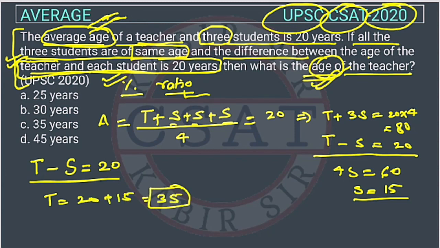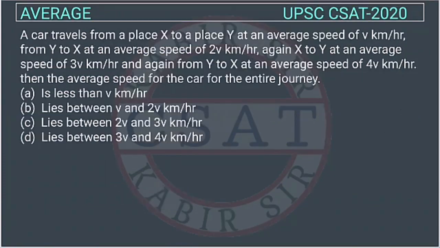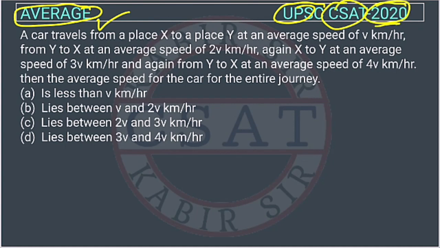So this is a very easy question, right? You don't need to go through all the steps in the exam. If you know and understand the question and the process, like what we are doing, you can solve it very easily, right? So this is an average question asked in UPSC CSAT 2020, right?